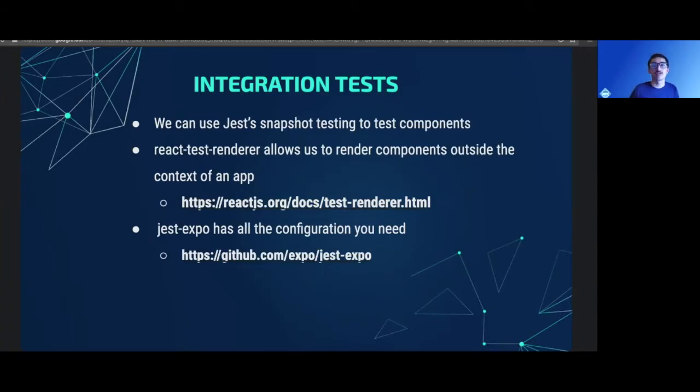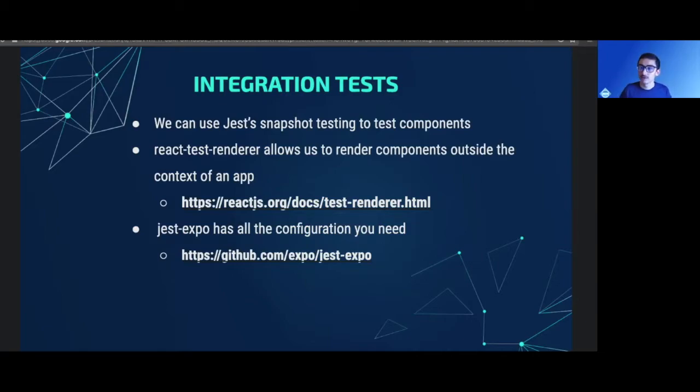So let's look at ways to set up integration tests. One way you might do that is using snapshot testing in the components, which is pretty great for testing certain behaviors. We can also use the snapshot feature to test the output of a component when rendering, which is definitely great. When it comes to rendering outside of the context of our application, React allows us to do that with something called React Test Renderer, which is maintained by the React team.